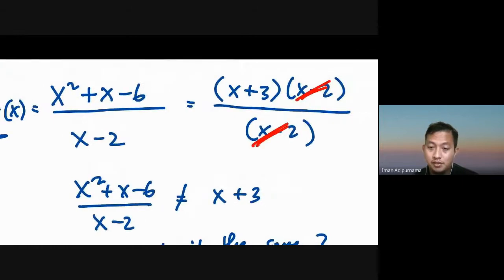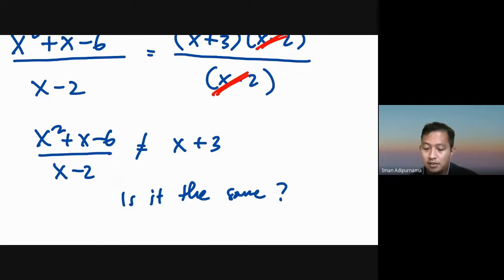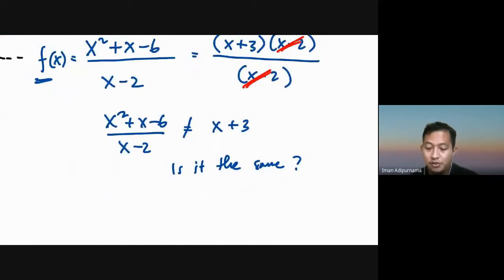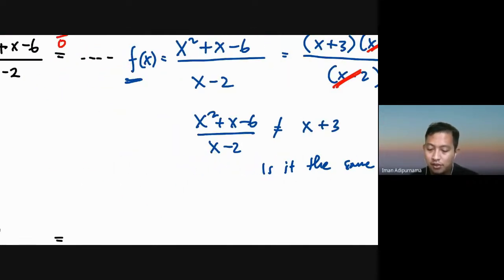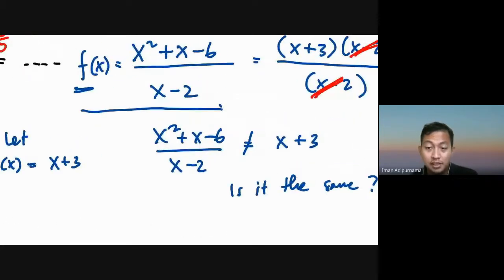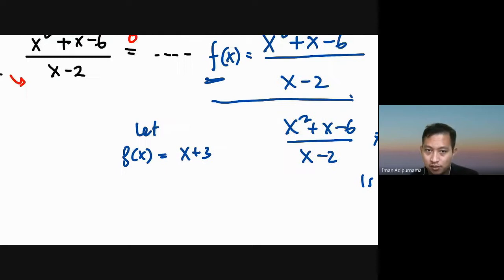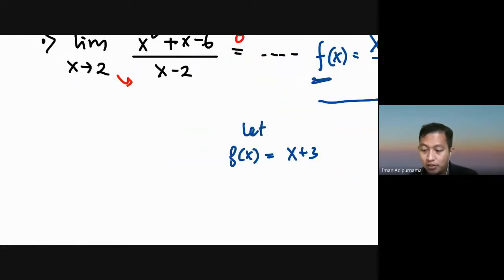So sometimes, to help you think clearly, let's make another function, g, for example. So f is this, and you let g(x) is equal to x plus 3. This is just to help you stay on the road, okay? In terms of equations, this is correct. But in terms of a function, this is different, okay?